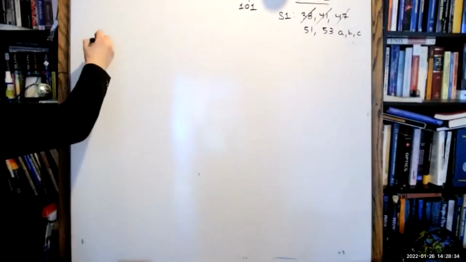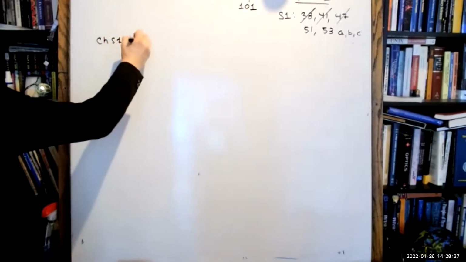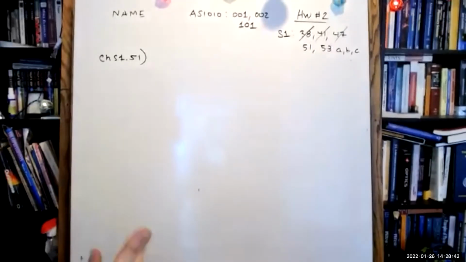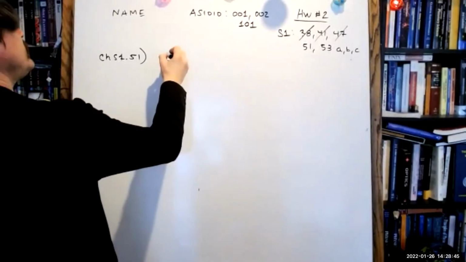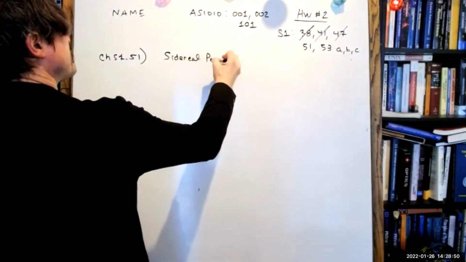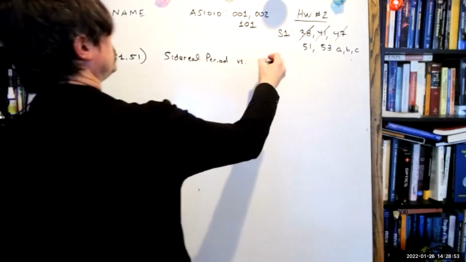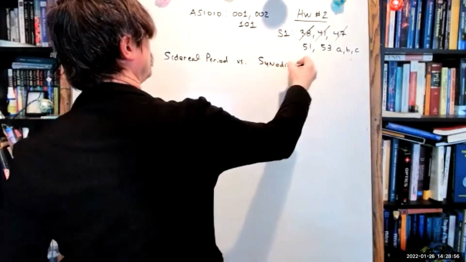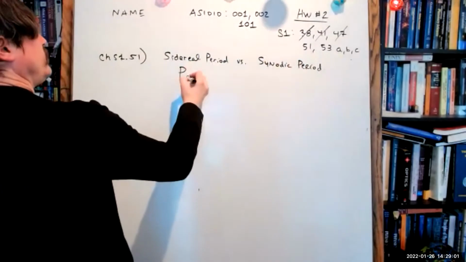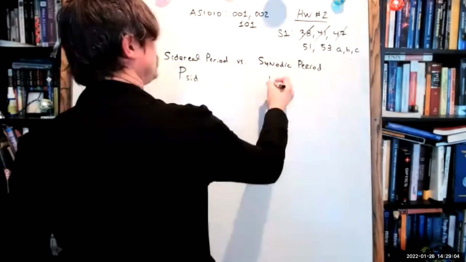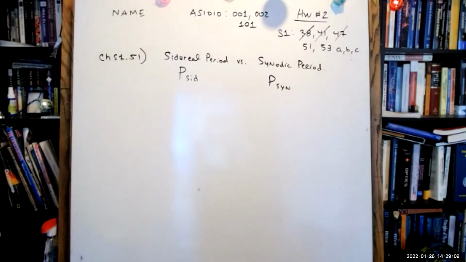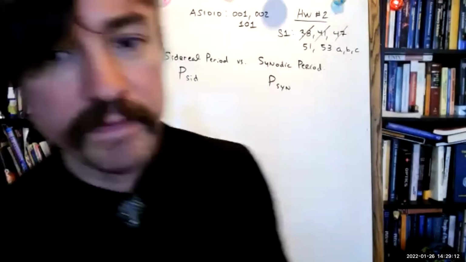All right. For chapter S1, number 51, we're going to need some new skills that I didn't quite cover in class. I'm probably just going to have us do part A and part B. This is about sidereal period versus something called a synodic period. Sidereal period will be abbreviated as P subscript SID. Synodic period will be abbreviated P subscript SYN.